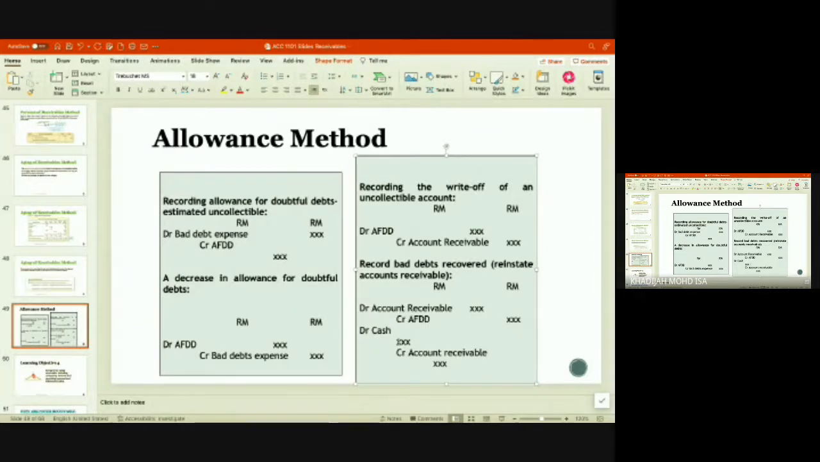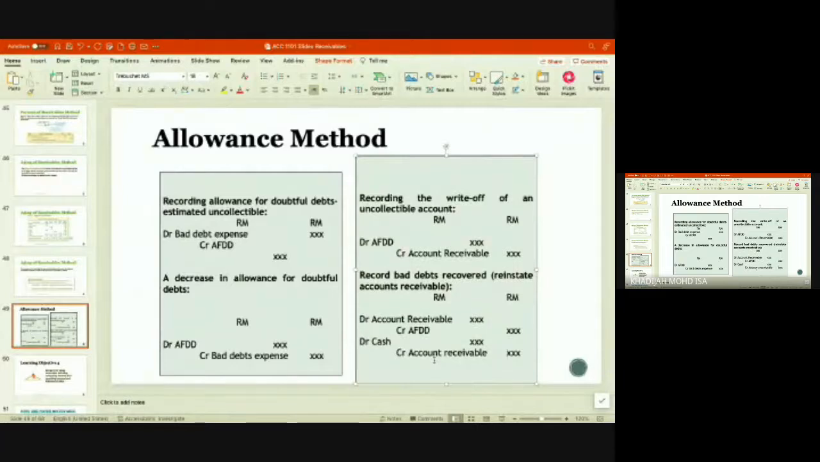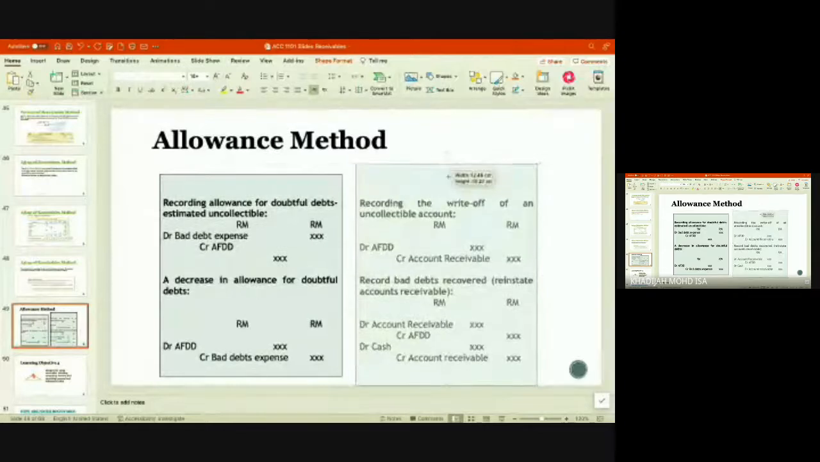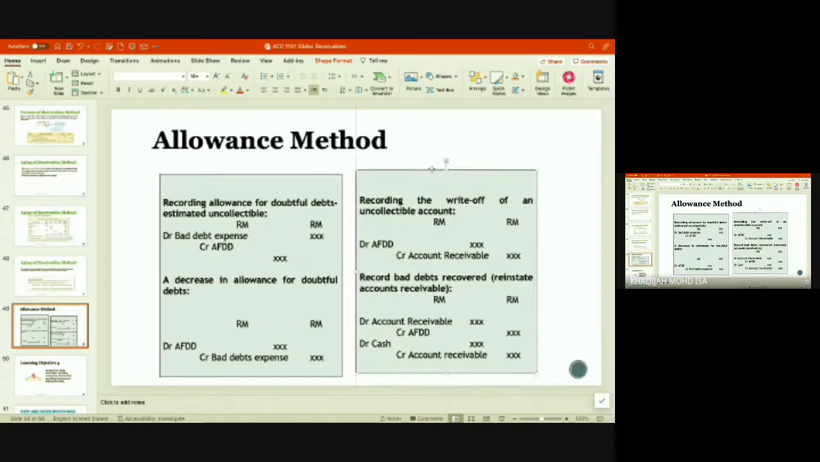Barulah cukup. Okay. Looks better, right? Okay. Right, so it should be.